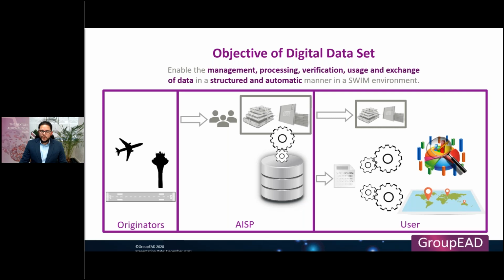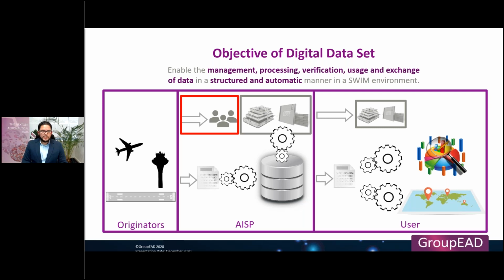But here we find a kind of weak point in this diagram, and I will show you what will happen in the future. We have identified that this process, the reception at AIS of the information coming from the originators, is sometimes putting the integrity of the information at risk, because we receive it by conventional means of communication like fax, telephone, etc. So what we want in the future, besides this provision of digital data, is also to receive data from the originators.